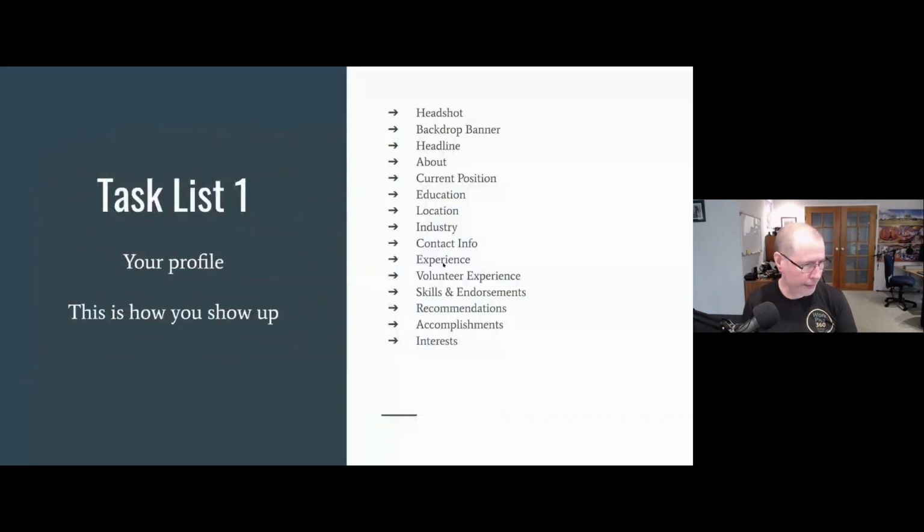Cool. All right. So the first thing we have to do is look at your profile and what all the elements inside of a LinkedIn profile are. You've got your headshot, your backdrop, the headline, about, current position, education, location. There's a whole lot of stuff in there, right? Accomplishments, interests. There's a lot of things you can put about yourself.